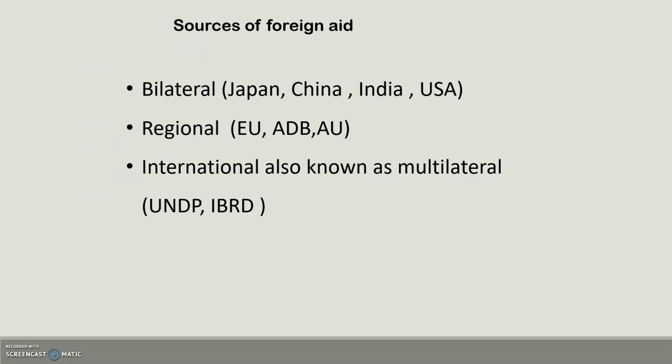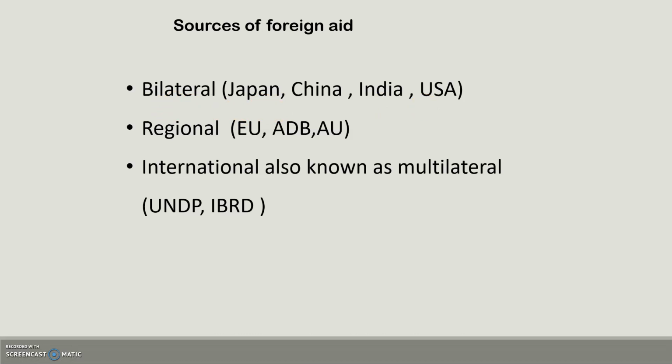And the next thing is we're going to talk about sources of foreign aid. There are some sources of foreign aid like bilateral, regional, and international, which can also be known as multilateral. Bilateral like Japan, China, India, USA. So there you go, I have put some examples.